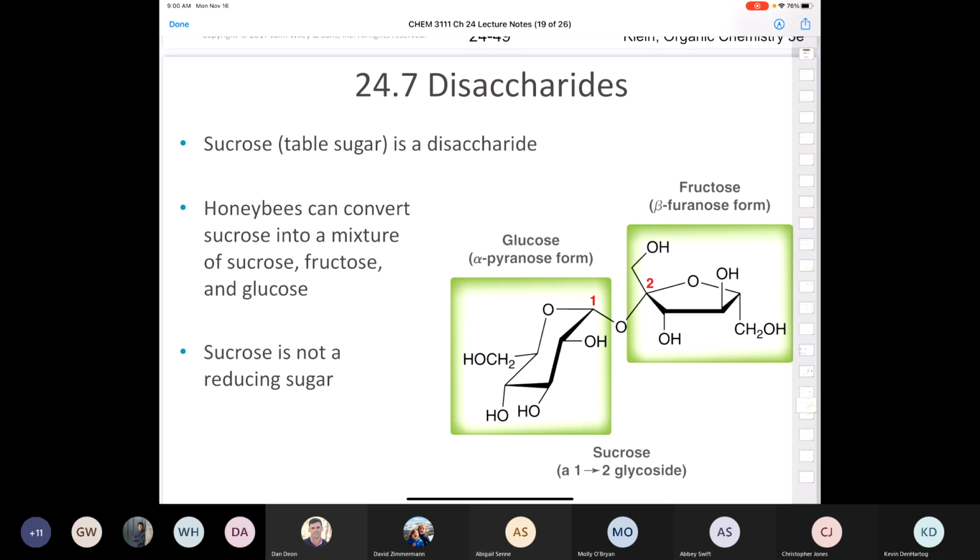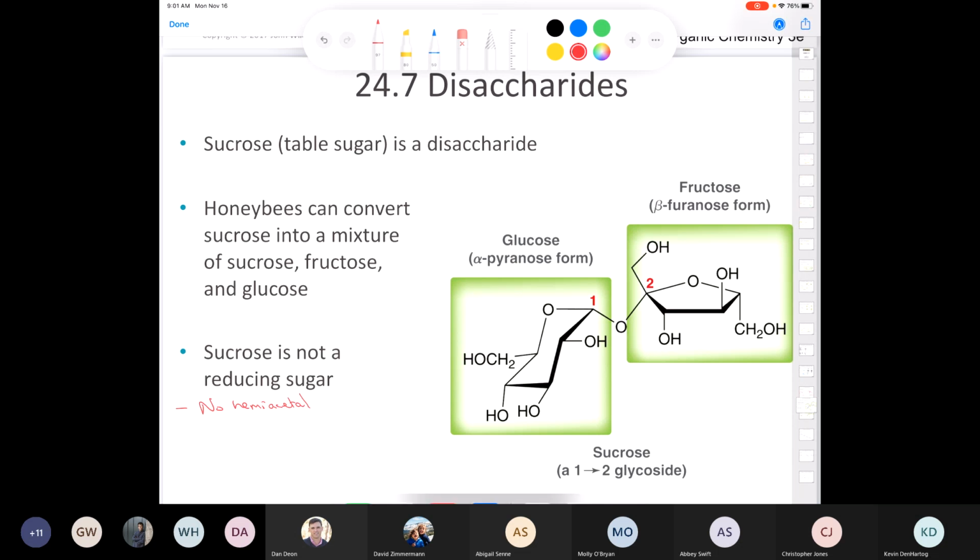Honeybees can convert sucrose into a mixture of sucrose, fructose, and glucose. I don't know if I'd ever ask anything about what honeybees can do, but you need to know that sucrose is not a reducing sugar. There is no hemiacetal present. So, no hemiacetal.